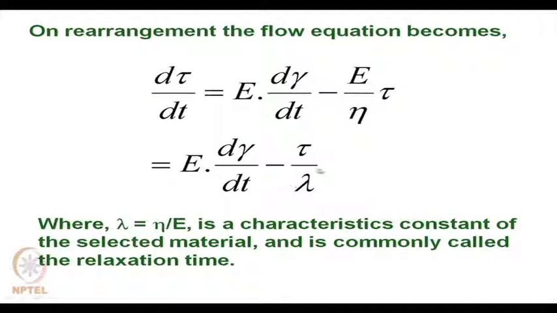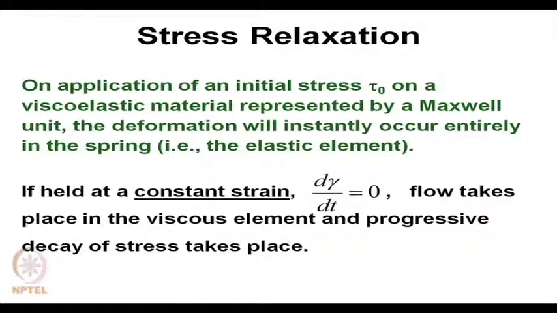Now, here a new parameter has come, this lambda, which is equal to eta by E, a characteristic constant of the selected material, and that is known as relaxation time. That means some load is applied, then it is released. So, before coming back to its original configuration, some minimum time should be allowed, so that slowly that segment is relaxed and it tries to come back to its original conformation. That is known as stress relaxation.